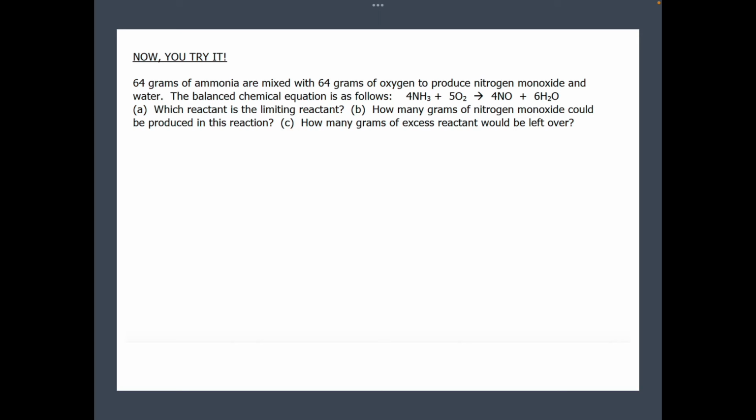Here's our balanced chemical equation, and I want to know which reactant is the limiting reactant. How many grams of nitrogen monoxide could be produced in this reaction, and how many grams of the excess reactant would be left over. So this is essentially the same as what we were doing before. I just haven't broken it down and given you space to do it. You'll need to figure out how much space you need and what train tracks you need to make to figure out your answers. So go ahead, pause here, try this out, and then come back when you're ready to see the answer.